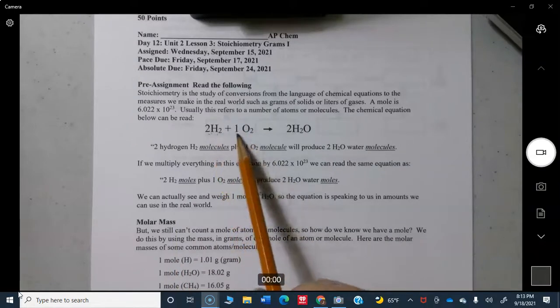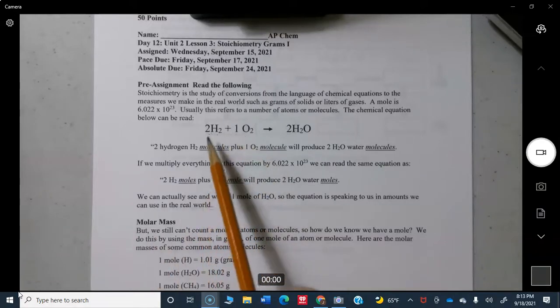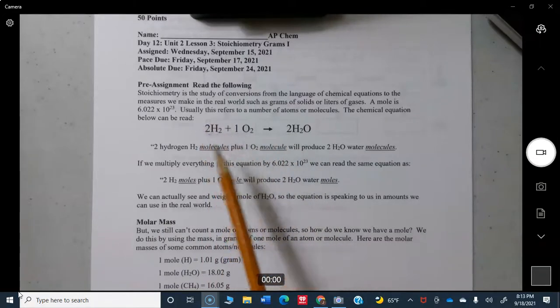These can be any numbers, but this number has to be twice as much as this number, and this number will be the same as this number since they both have coefficients of 2. Whatever number of moles of H2 I used, I will end up with that same number of moles of H2O.